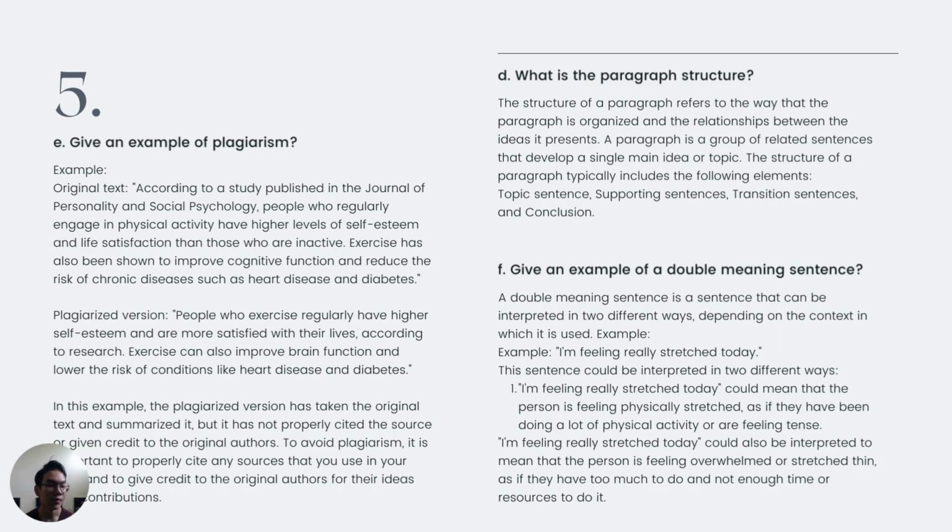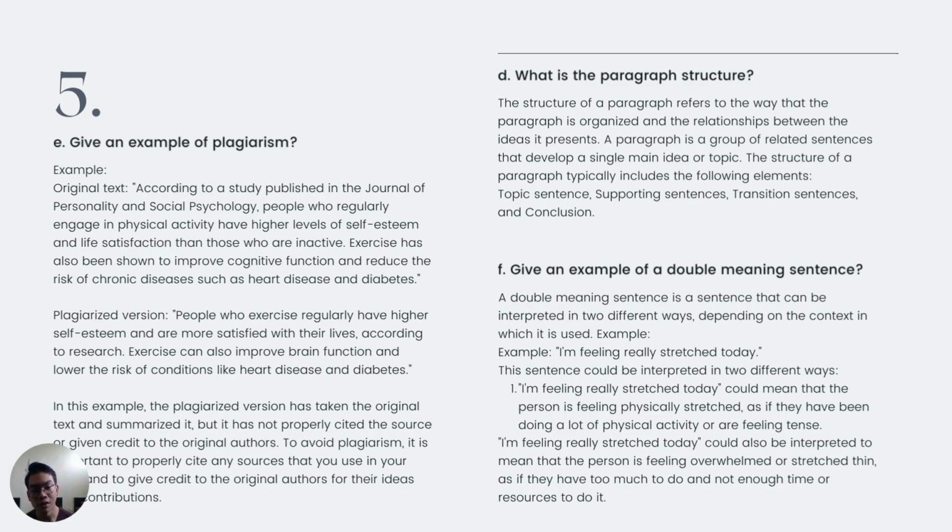In this example, the plagiarized version has taken the original text and summarized it, but it has not properly cited the source or given credit to the original authors. To avoid plagiarism, it is important to properly cite any source that you use in your work and to give credit to the original authors for their ideas and contributions.